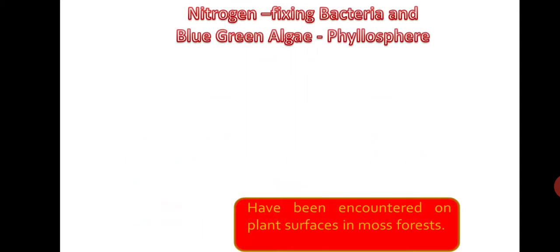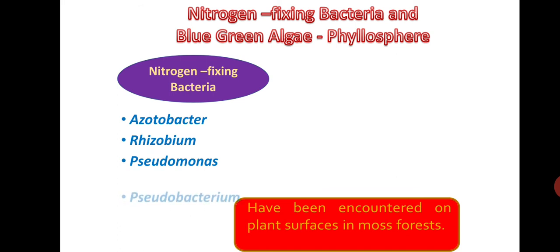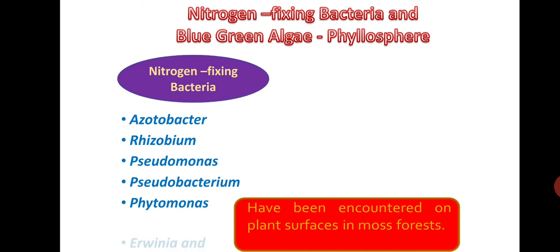Okay, so yes, nitrogen fixing bacteria and blue-green algae. These are certain more important microorganisms which are present in the phyllosphere. Nitrogen fixing bacteria, you have already discussed in previous classes, like Azotobacter, Rhizobium, etc. You know Azotobacter well. In the lab you have isolated it on Ashby's medium, and Rhizobium will be discussed in the next experimental part of your lab class. Pseudomonas is one such, then Pseudobacterium, then Phytomonas. So these are the nitrogen fixing microbes, right?